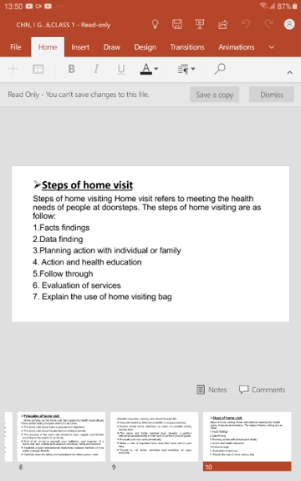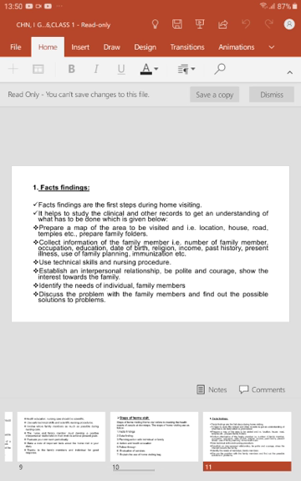We'll see the first one in the steps of home visit, fact finding. What is the appropriate need to be found first, with the help of data collection. We'll see one by one. Fact finding is the first step during the first visit in the home site. It helps to study the clinical and other records to get an understanding of what has to be done, as given below.